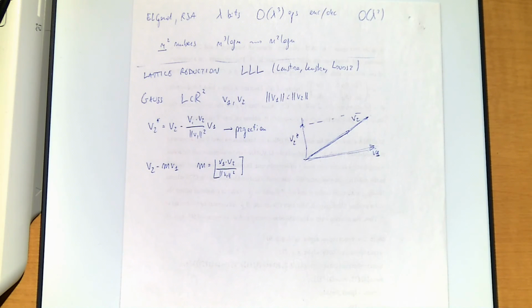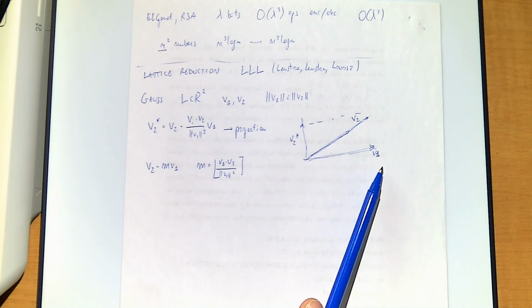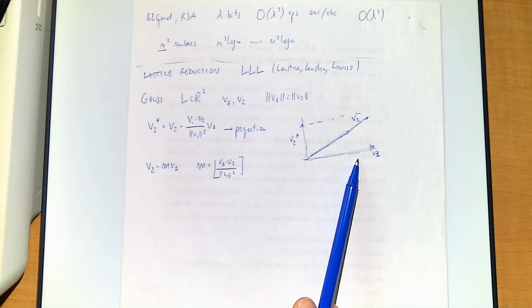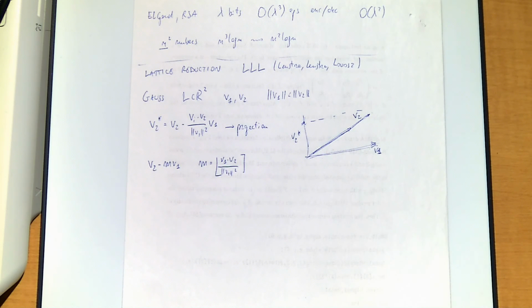As soon as you do this, if your new V2, your V2 star, is still longer than the other one, then there's no way to reduce anymore, essentially. Again, this is because we cannot take the actual projection, we take a rounding, so it may be that the next integer multiple is still longer than the one. So essentially, the Gaussian lattice reduction is like a loop, right?